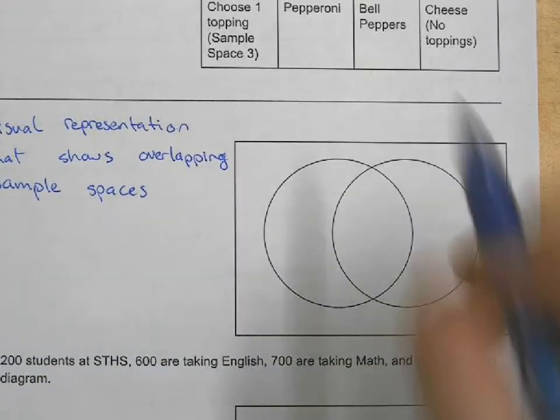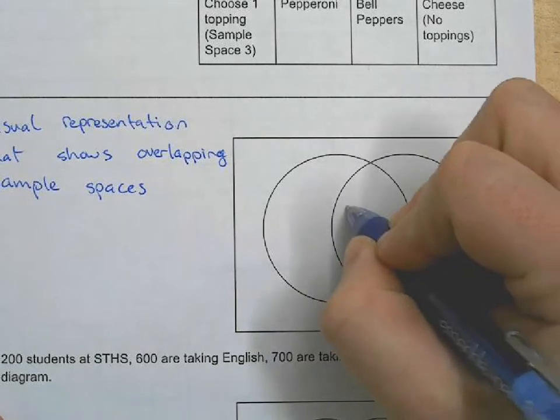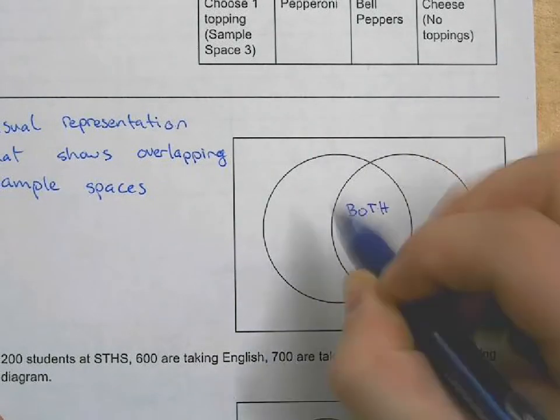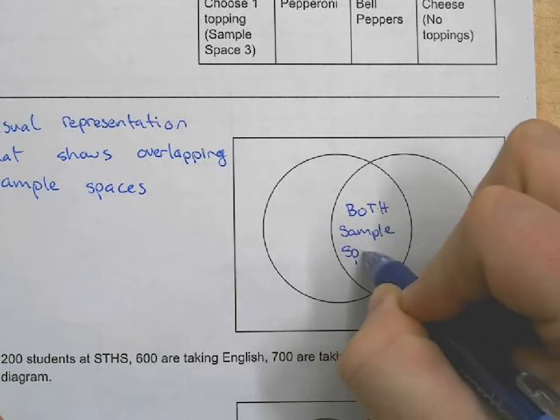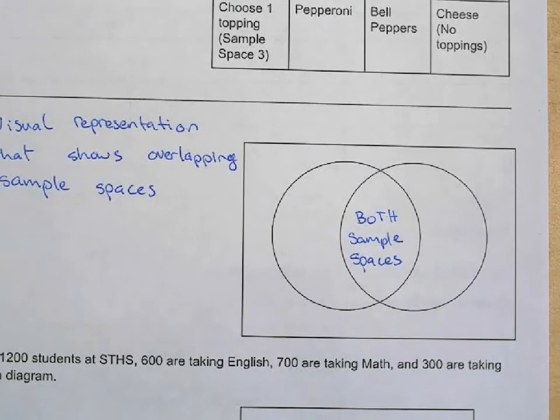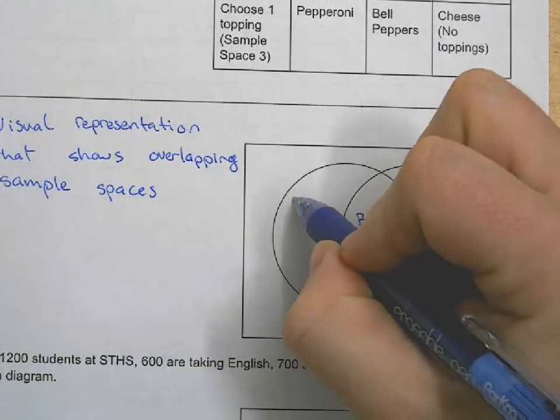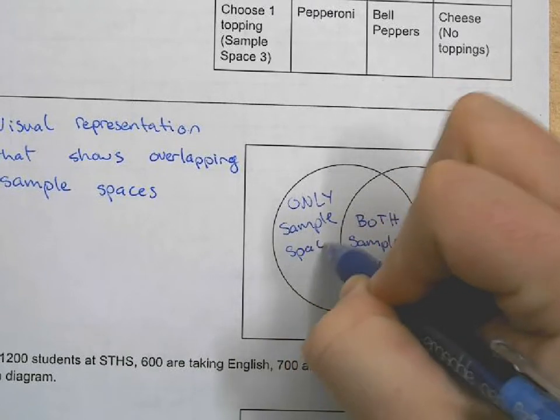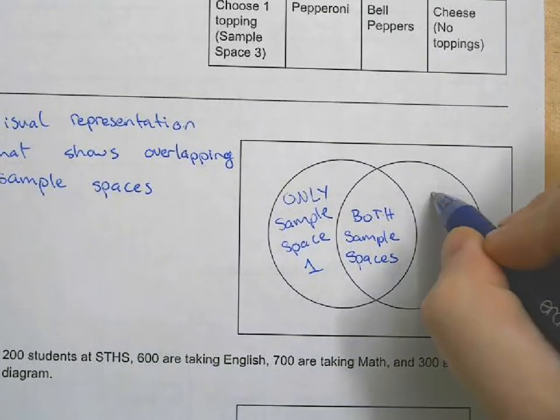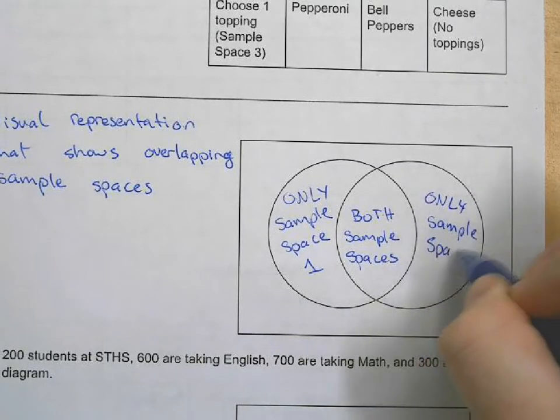So the way the Venn diagram works is when the circles overlap like this, that's where they both are, that's both sample spaces. And when I'm in one circle but I'm not in the overlapping portion, I'm only in sample space 1, and then over here we'd be only in sample space 2.